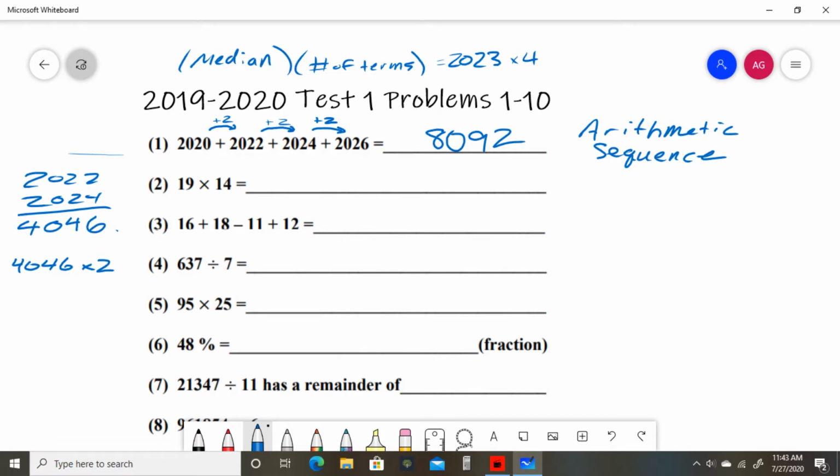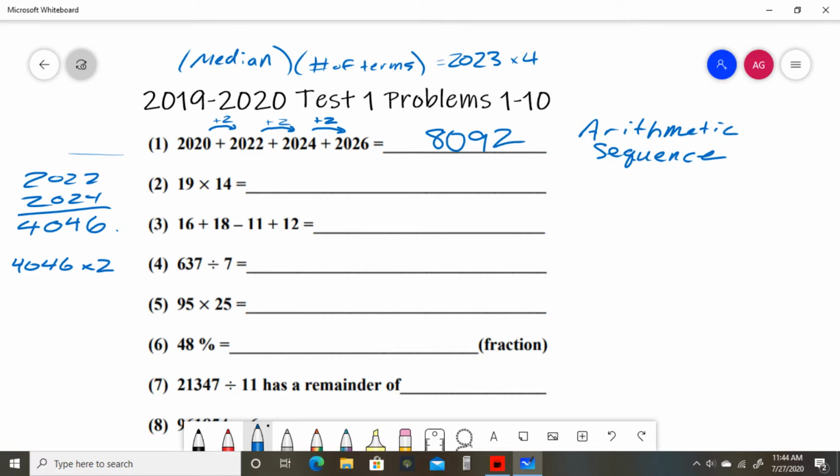Okay, to recap, when you have an arithmetic sequence, or a sequence where to get the next term you add a constant number, you can, A, take the median of your sequence, in this case 2023, and multiply by the number of terms, or you can take the sum of the middle 2 terms and then multiply by half the number of terms. So 2022 plus 2024 gives you 4046, multiplied by half of 4, which is 2, gives you 8,092.